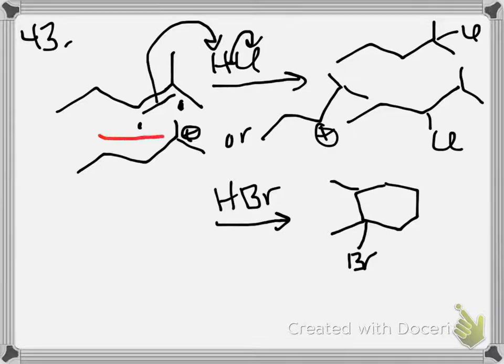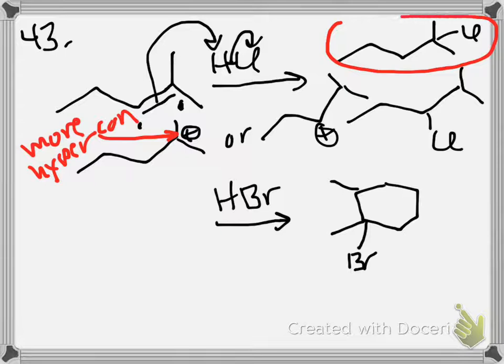This carbocation here has more hyperconjugation. So it's the favored, it's the more stable intermediate, and therefore this product up here is the one that is formed faster and is favored.